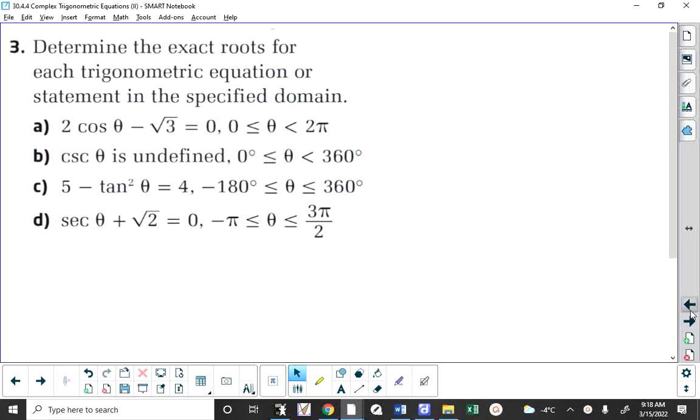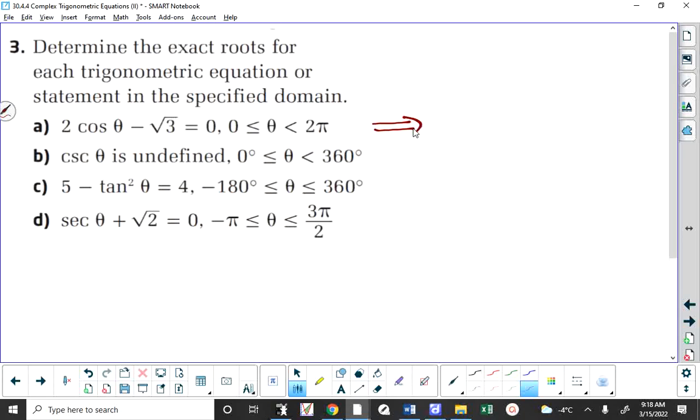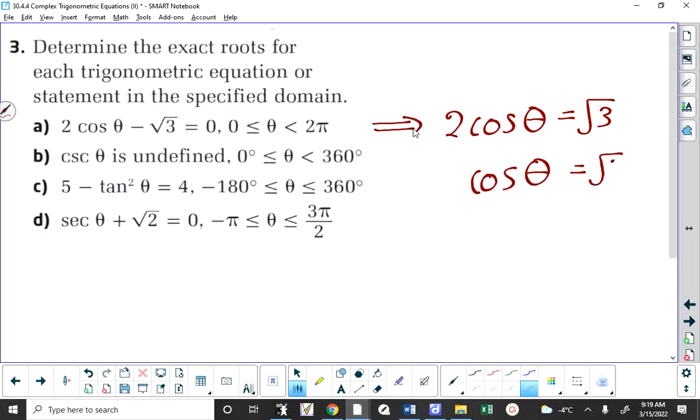Question 3a asks you to solve the trigonometric equation 2 cosine theta minus root 3 equals 0. So the first thing you have to do is prep that equation, by moving the root 3 over and dividing both sides by 2 and getting cosine of the rotation angle is root 3 over 2. Now, I'm perfectly aware that many of us can just go right to the unit circle and pretty much answer this question.